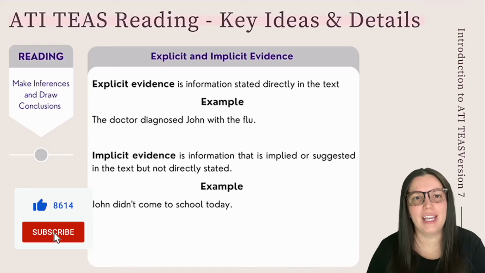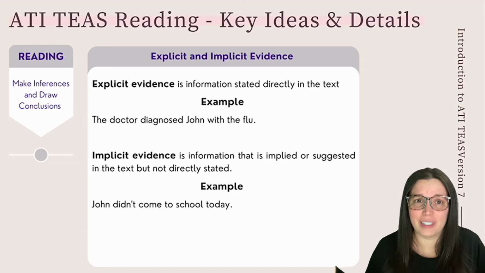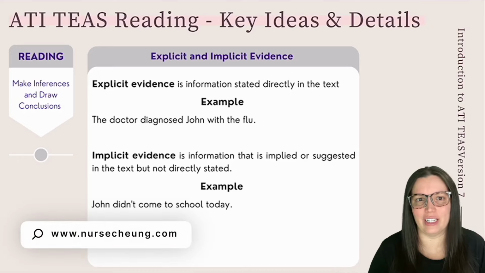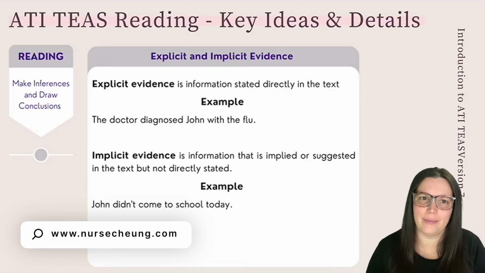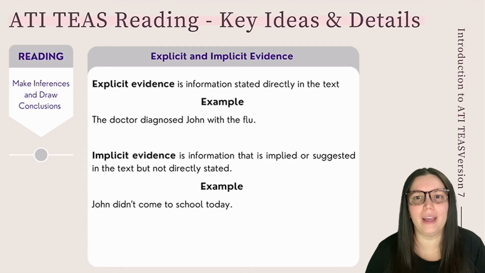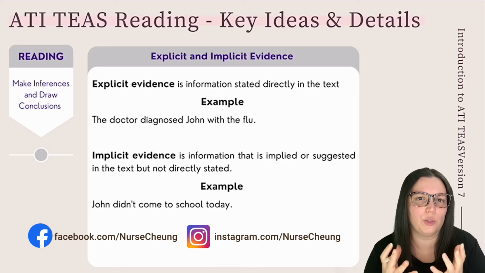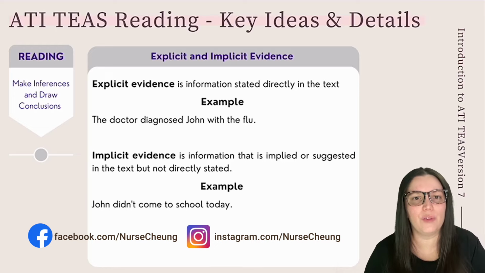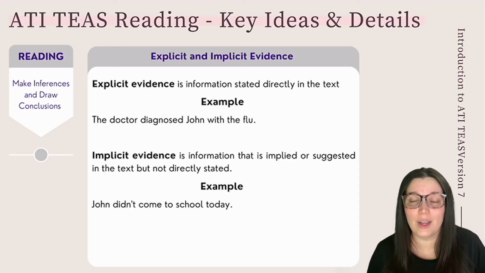So for example, if you read that the doctor diagnosed John with the flu, the evidence is explicit. There is no room left for interpretation. With implicit evidence, the information is implied or suggested in the text, but not directly stated. This type of evidence requires you to make an inference in order to understand what the text is actually trying to say. So, for example, if you read that John didn't come to school today, the evidence is implicit because it's not directly stated whether John was sick or John had a family emergency or something else might have been happening with John.